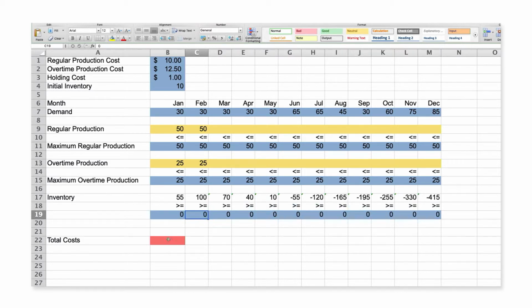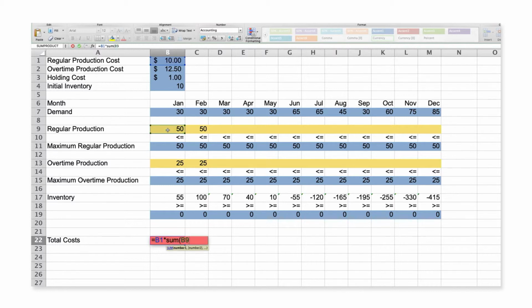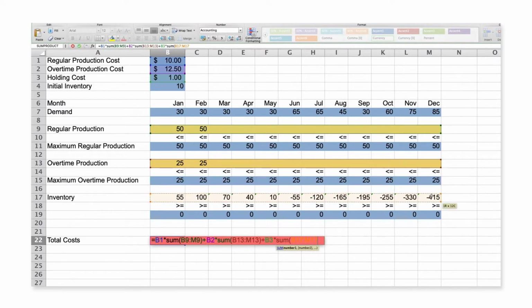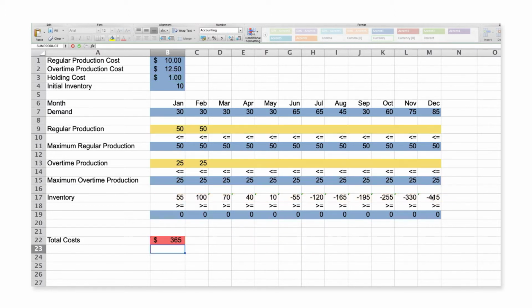So the only thing missing here is to write down the objective, right? And what is the objective? It's 10 times the sum of all of my regular production plus 12.5 times the sum of my overtime production plus 1 times the sum of my inventory. And we're ready for solver.